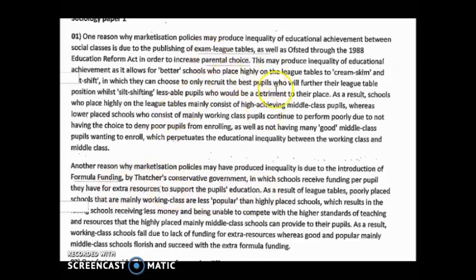And she has explained how it causes inequality within achievement. She's been very specific, because she said high achieving middle class pupils, whereas lower placed schools had working class pupils, they perform poorly. So she's very explicit about the educational difference in the achievement. Likewise with this one as well, poorly placed schools get less money, they can't compete, and that then means that they will fail. So she's very explicit there.